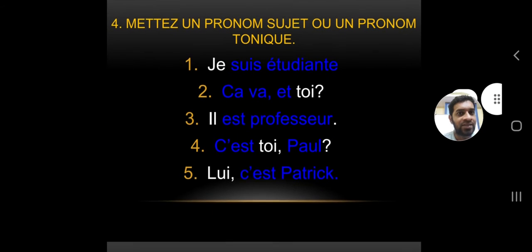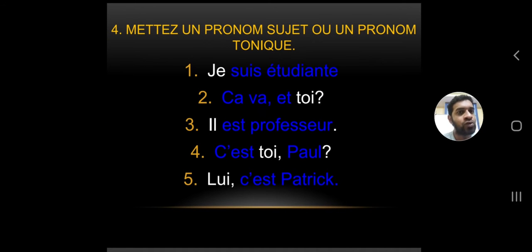The fourth exercise now: "Mettez un pronom sujet ou un pronom tonique." I hope you remember the pronom sujet and tonique. Je, tu, il, elle, nous, vous, ils, elles are pronoms sujets. And the pronoms toniques are moi, toi, lui, elle, nous, vous, eux, elles. Before a verb we use a subject pronoun, and after a conjunction we normally use a tonic pronoun. Before a subject there are also chances of using a tonic pronoun.